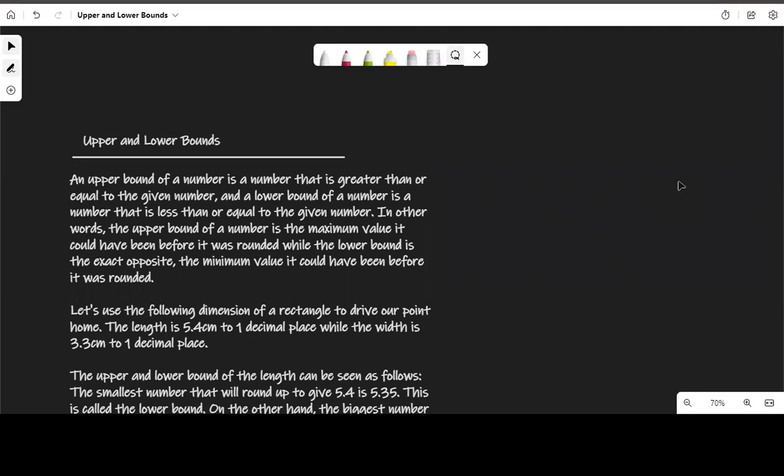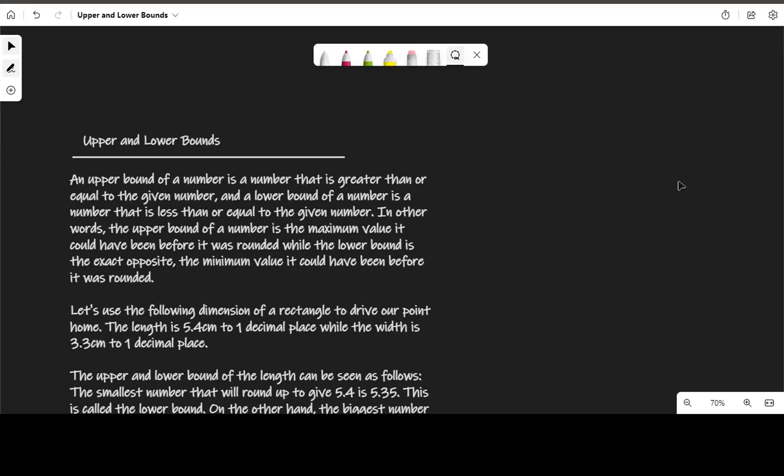In this lesson, we're going to learn the upper and the lower bounds of a measurement or a number. To start with, why do we have to get the upper and the lower bound of a number? Sometimes we may want to decide or determine the range of a given measurement. That is where we need the upper and the lower bounds of a given number.